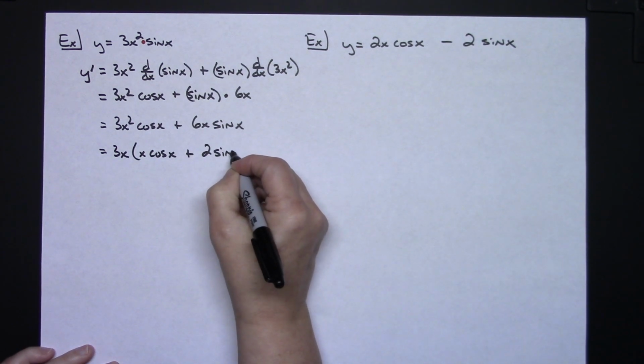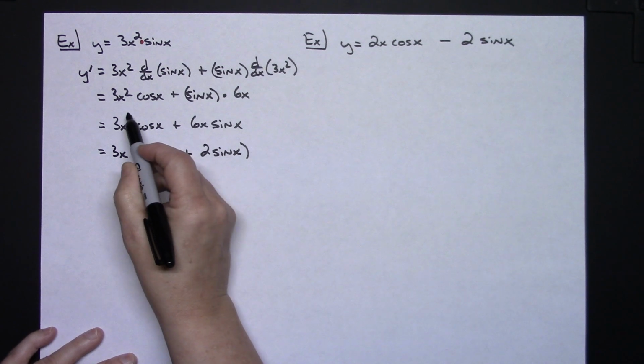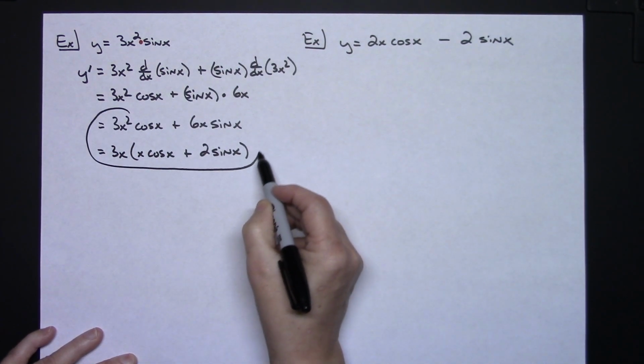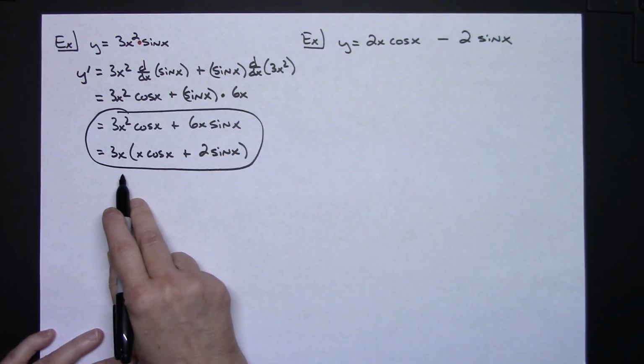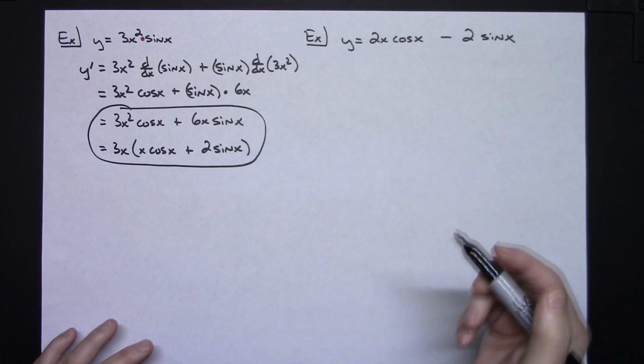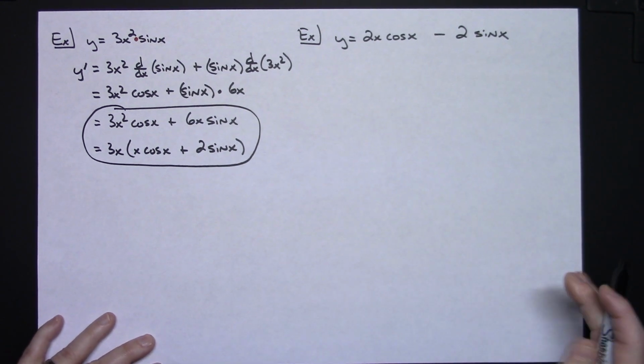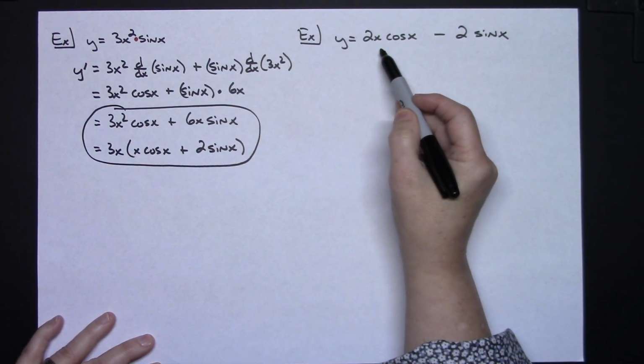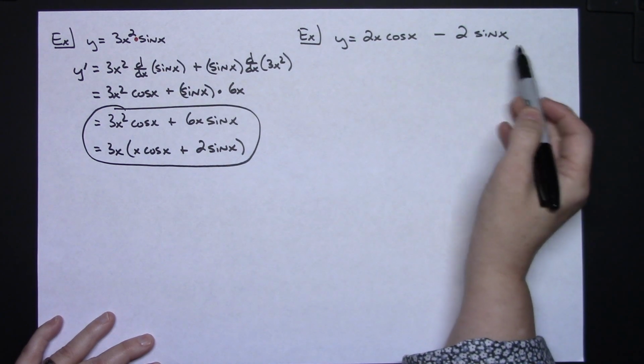But like I said, technically either one of those answers is fine, and a lot of people will automatically factor out that greatest common factor. Now for this last example we're going to look at, we've got y equals 2x cosine x minus 2 sine x.